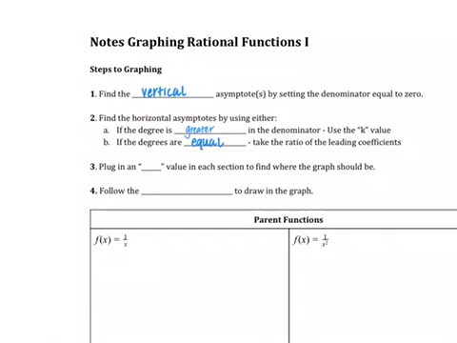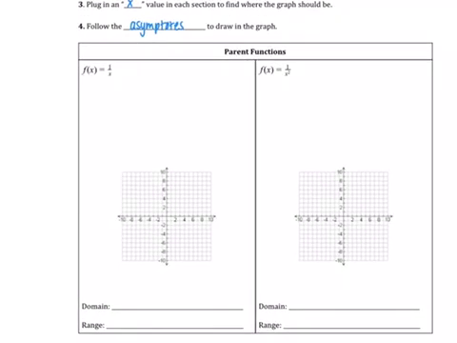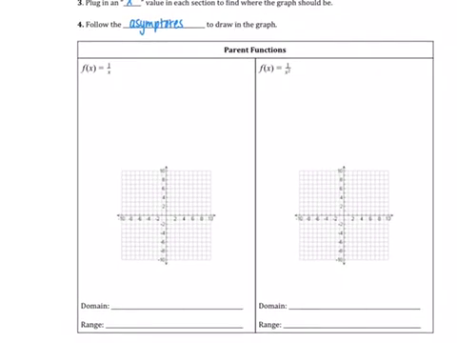You're going to plug in an x value in each section to find where the graph should be, and then you're just going to follow the asymptotes to draw on your graph. So technically I'm telling you that I really only need one correct point in each of the sections vertically of your graph. So I'll show you what that looks like. These are the two parent functions, and we're going to talk about those first.